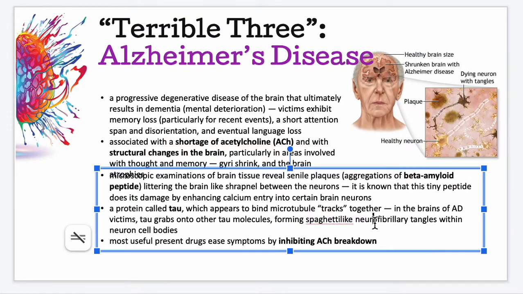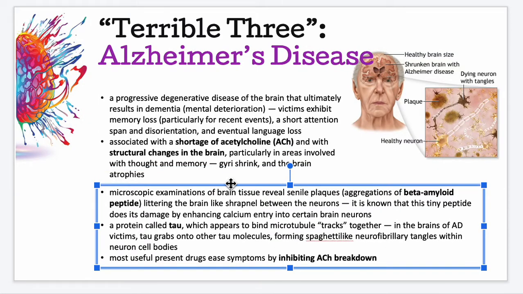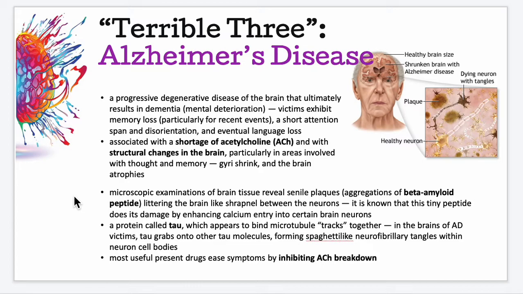So, microscopically, brain of Alzheimer's disease patients reveals senile plaques. So, there is aggregation of your beta amyloid peptide. So, littering the brain like shrapnels between the neurons. So, ito yung mga tiny peptides na ito yung nagda-damage by enhancing calcium entry into the certain brain cells. So there's also a protein called tau which appears to bind microtubule tracks together in the brains of Alzheimer's disease victims.